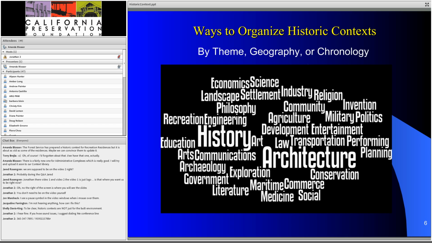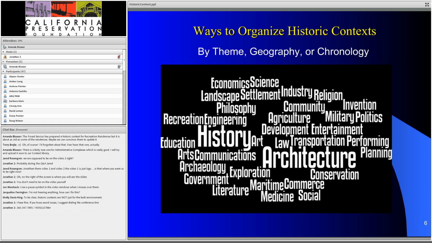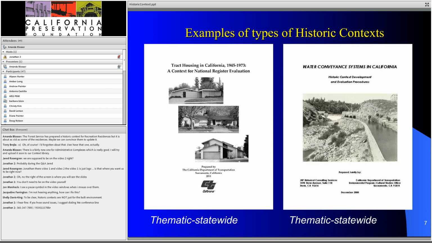The most common ways to organize a historic context are three ways: by theme, a geographically based approach, or a chronology, which is, I think, the most common in history, as we tell stories arranged by date. So I'll show you some examples. You'll see that there are some overlaps between the different types of way to organize a context.